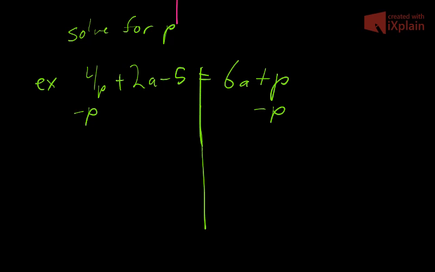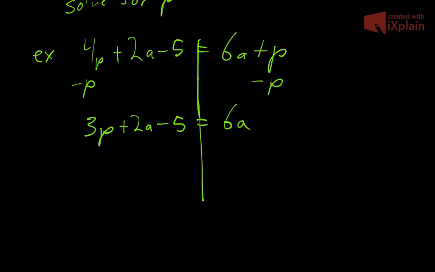After that, I have 4p minus p. 4 of a thing minus 1 of it is going to be 3 left. So I have 3p plus 2a minus 5 equals, and on this side I'm just going to have the 6a left. But I need to get p alone. I've only got one of them now, which is nice. And it has this 2a and the 5 hanging out that are both doing addition and subtraction to it.